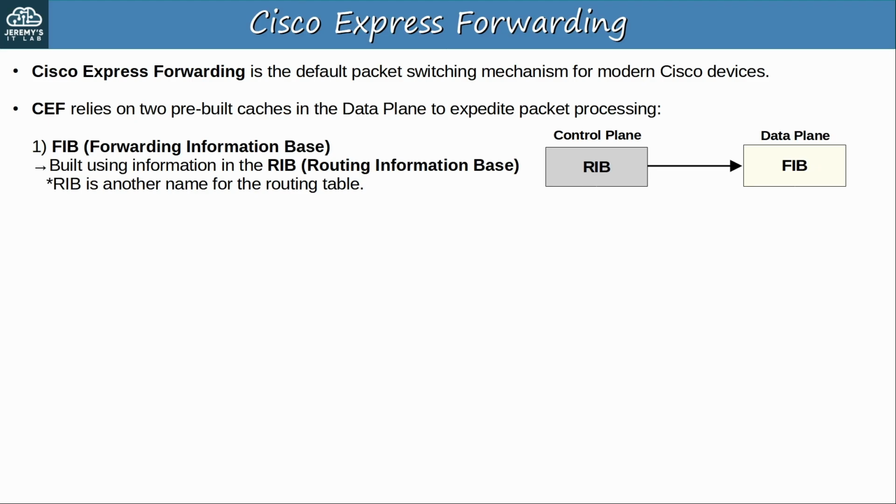The FIB is a data plane construct. It takes the information from the RIB and reconstructs it into simple instructions for how to forward packets. We'll look at the FIB in more detail later.